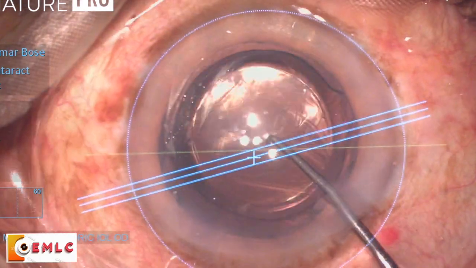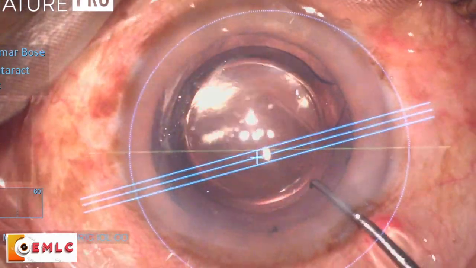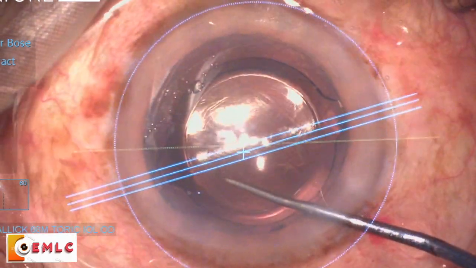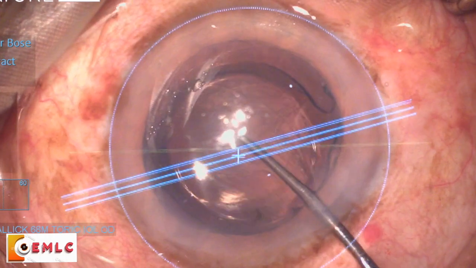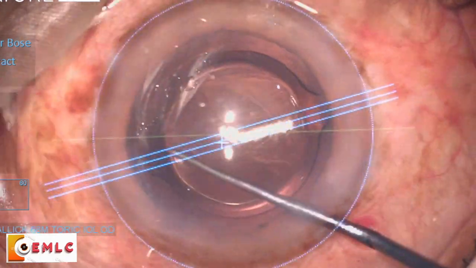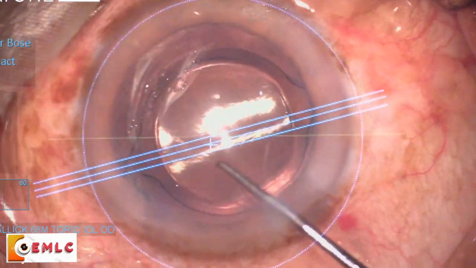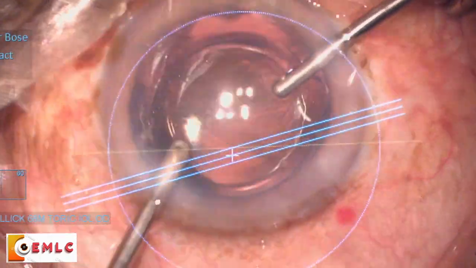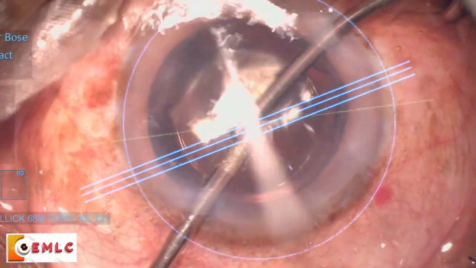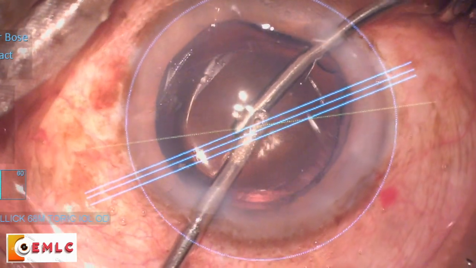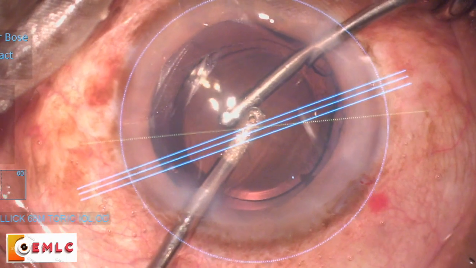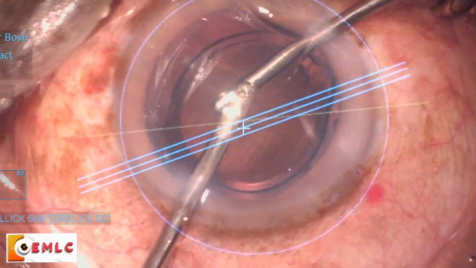As you can see, I am doing the surgery under Callisto, so the markings as shown have come up. Now, after having implanted the lens in the sulcus, I injected viscoelastic and then slowly and very gently made sure that the lens is in the sulcus.